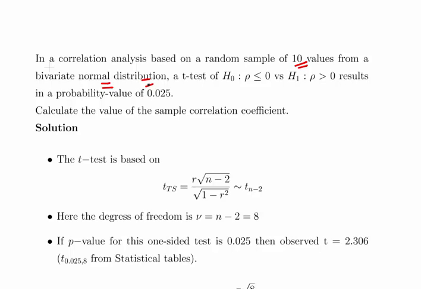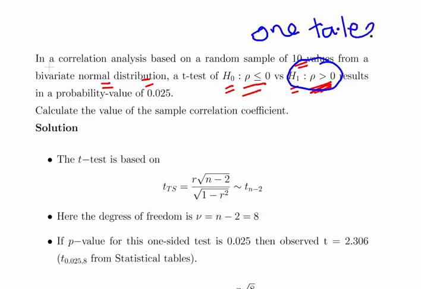Hypothesis test of rho less than or equal to 0 versus rho greater than 0. The null hypothesis is less than or equal to 0 and the alternative is greater than 0. Results in a probability value of 0.025. Now, before I continue, I just remark that this is a one-tailed test. That's an important detail, very important to pick up on. Calculate the value of the sample correlation coefficient. You may assume it's positive.